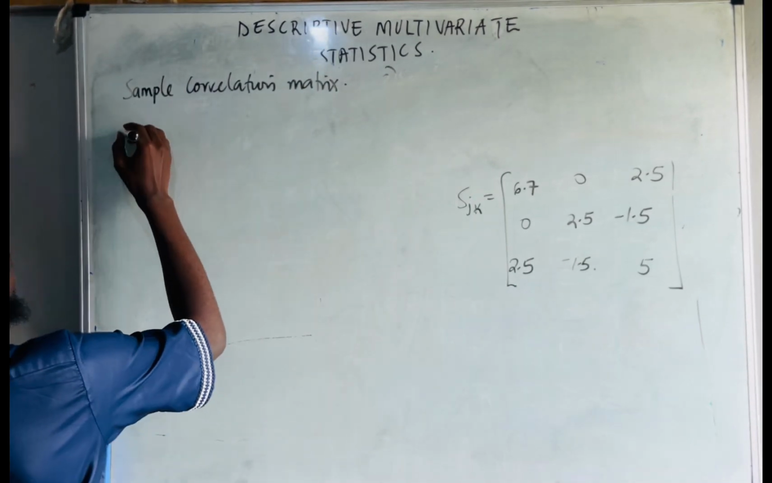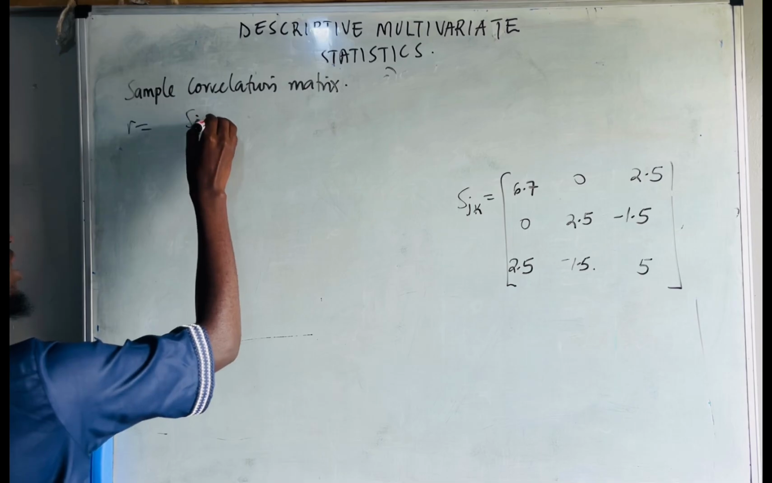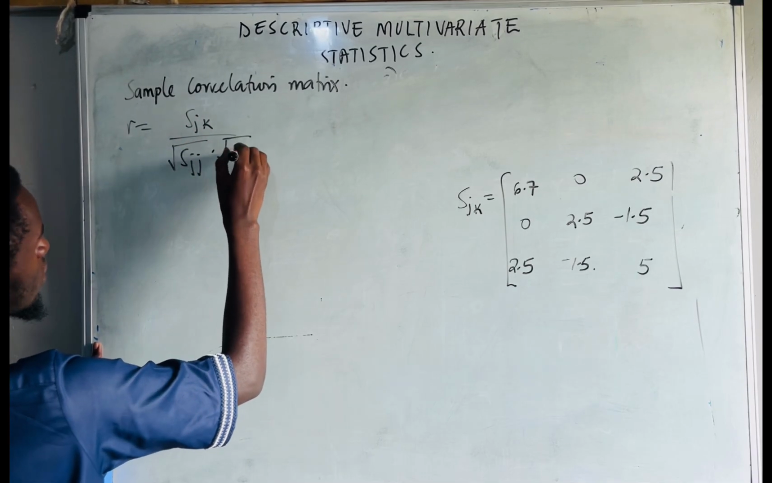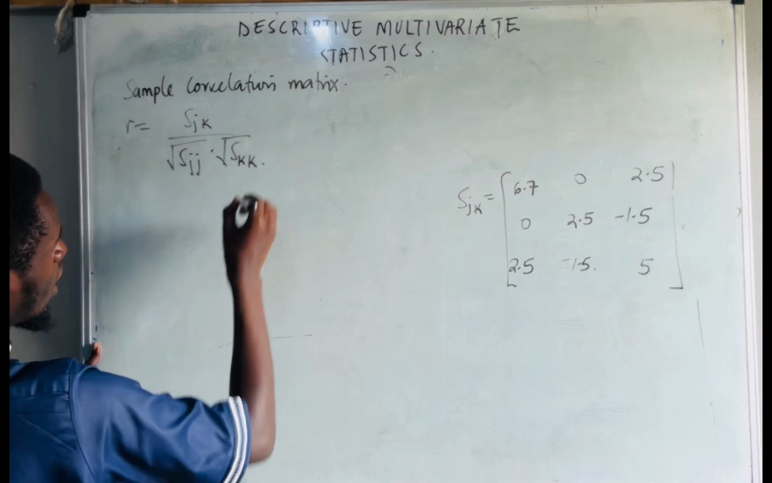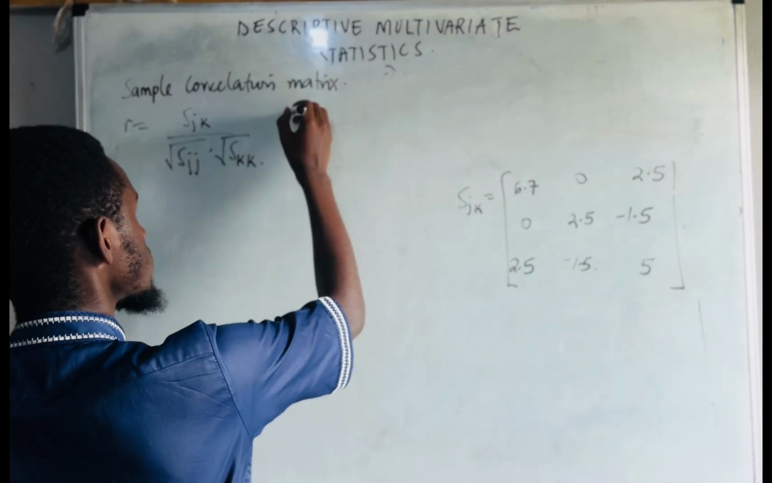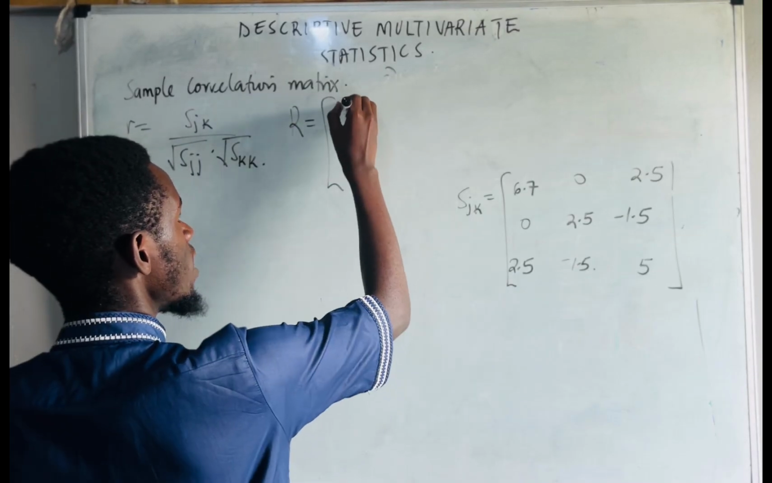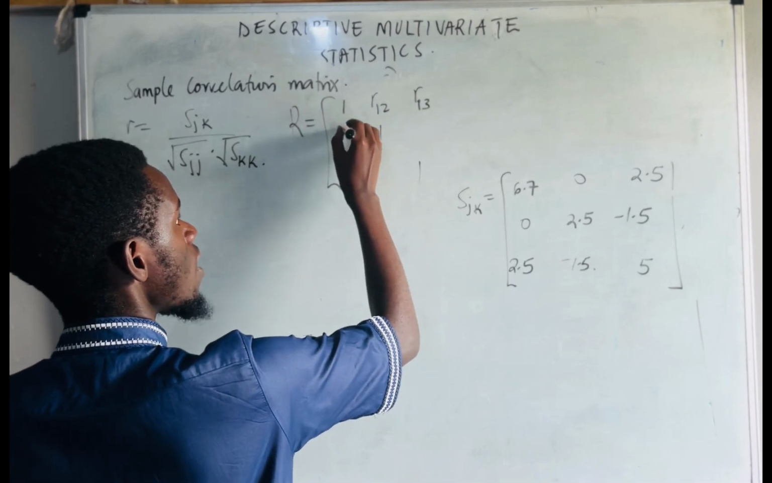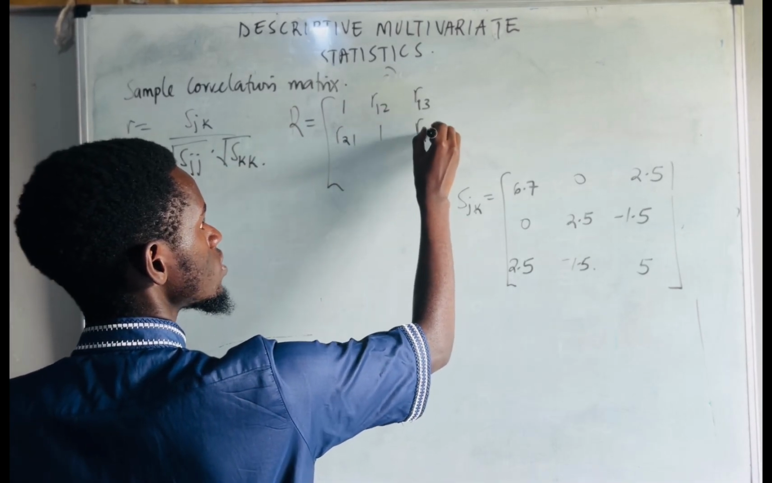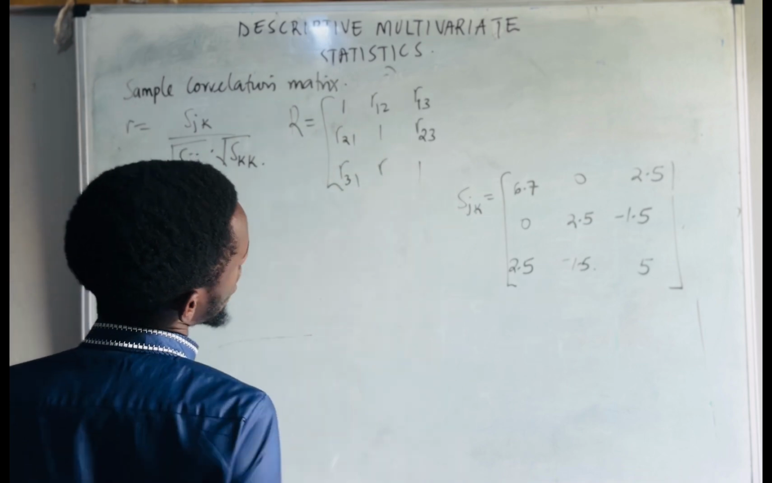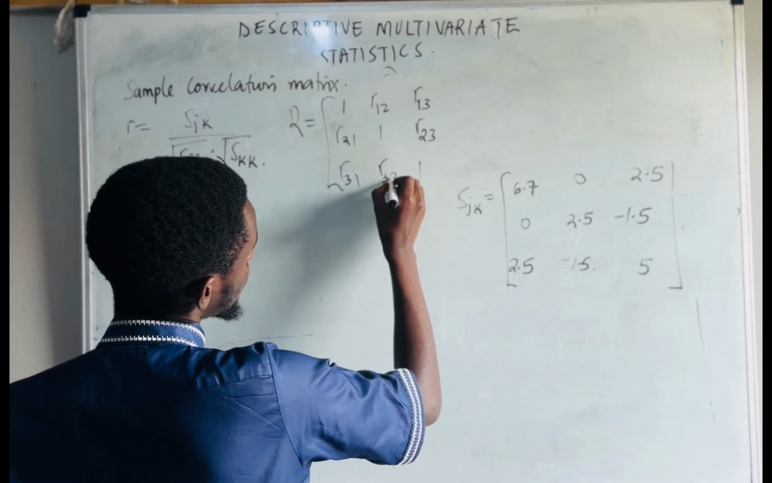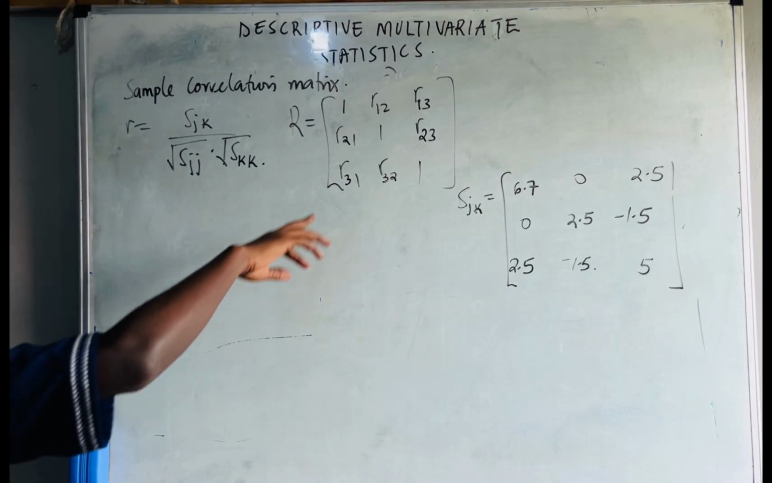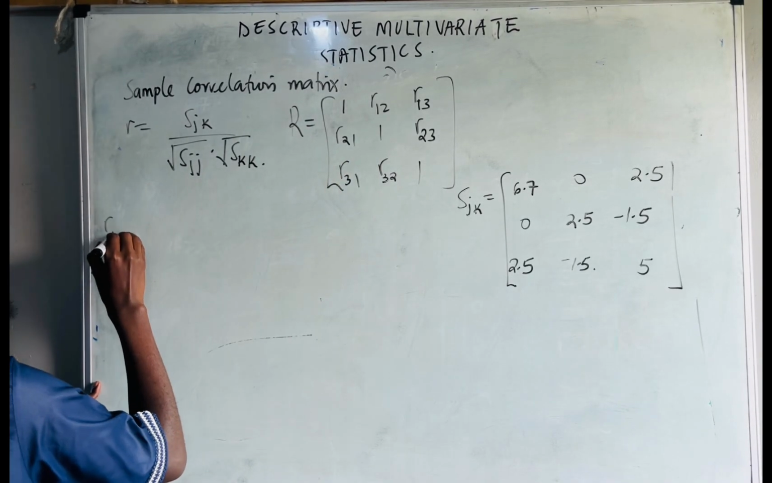We said our R is going to be S_jk over the square root of S_jj times S_kk. We shall need to find our R matrix, capital R, which is going to have 1 in the major diagonal, and then R12, R13, R21, R23, R31, and R32. Remember, R11, R22, and R33 are all ones.